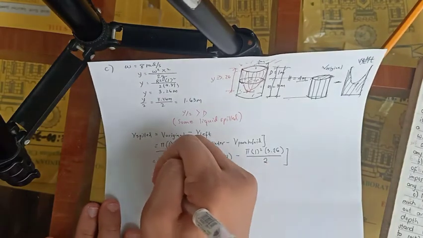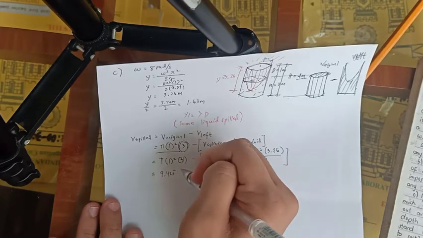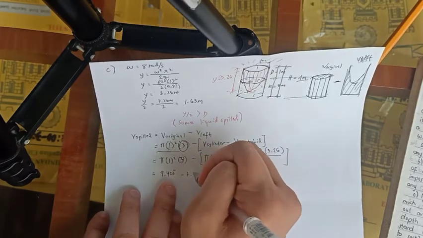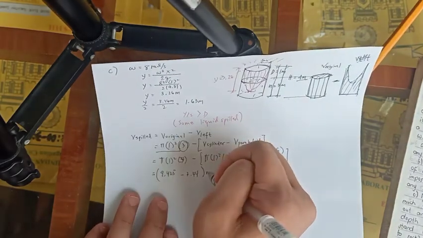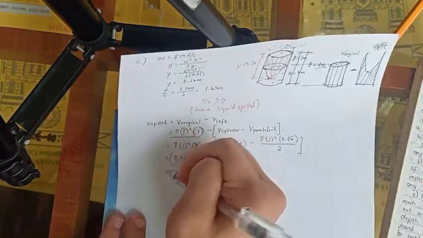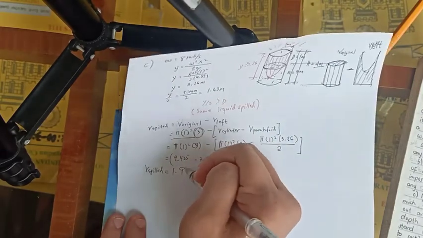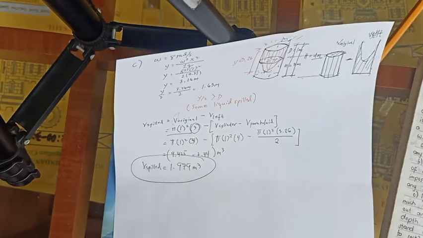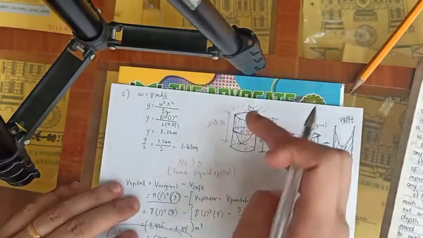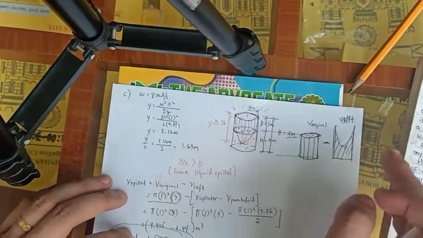So, therefore, the answer is 9.425. To get the answer, 9.425 minus 7.44. The unit is cubic meter. So our V spilled is 1.979 cubic meter. So this is the answer. Now, what came out of the container is the spilled.